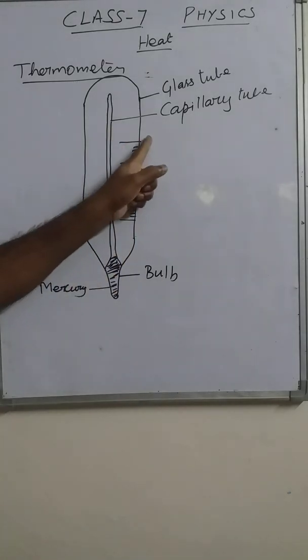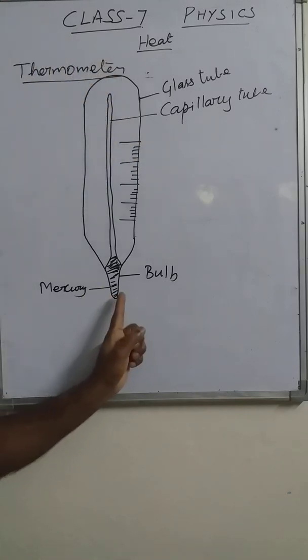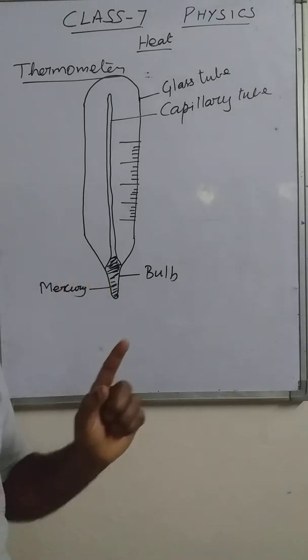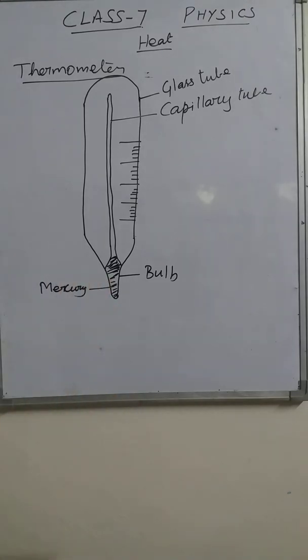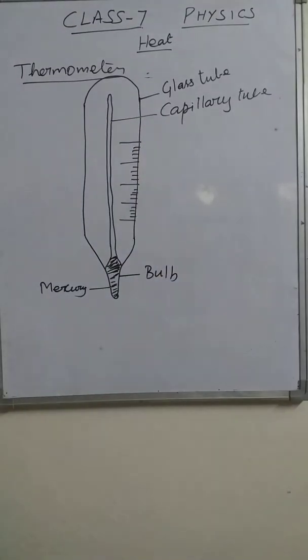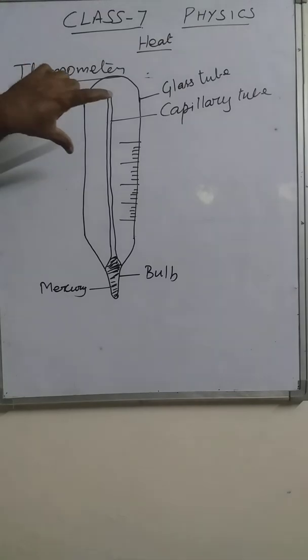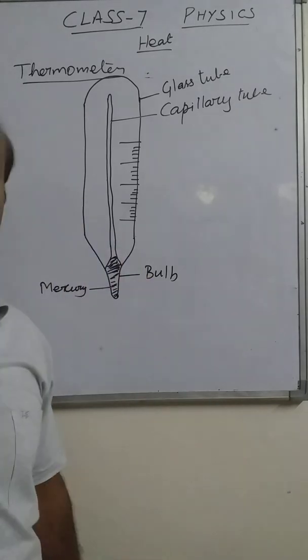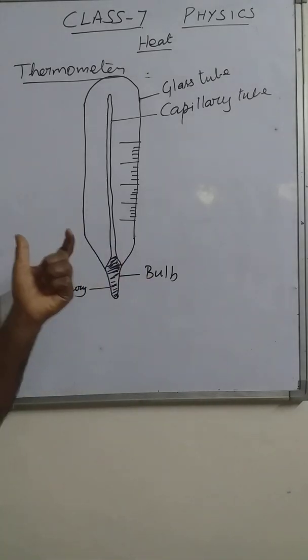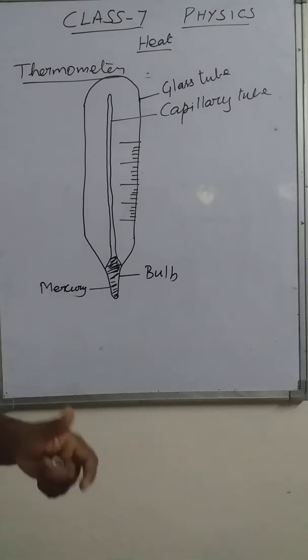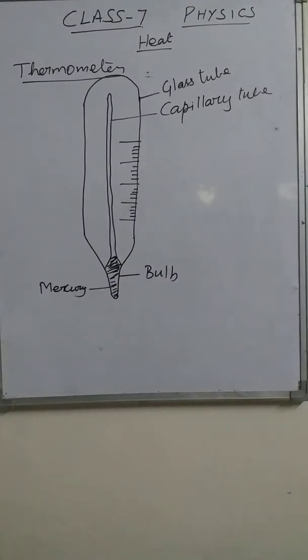It consists of a glass tube closed at one end, the other end is made with a structure known as the bulb, which is filled with the liquid mercury, and at the center of the glass tube there is a fine tube-like structure, the capillary tube. Now we'll talk about how this thermometer is working, how this thermometer is used to measure the temperature of anything.